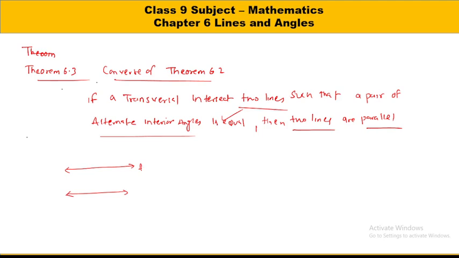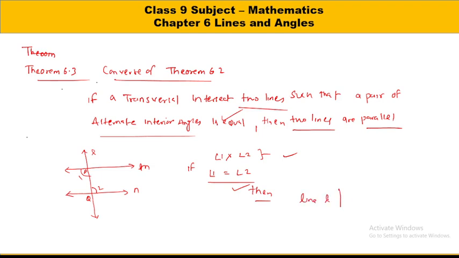So here, if I denote line M and line N as two lines, and through these two lines another line L intersects them at points P and Q, and we find that the alternate interior angles, angle 1 and angle 2, are equal, then on the basis of that we can say that line M is parallel to line N. So this is the converse of theorem 6.2, and it is given as theorem 6.3.